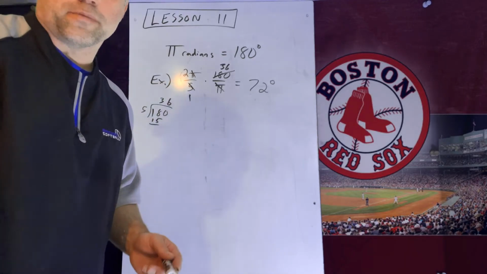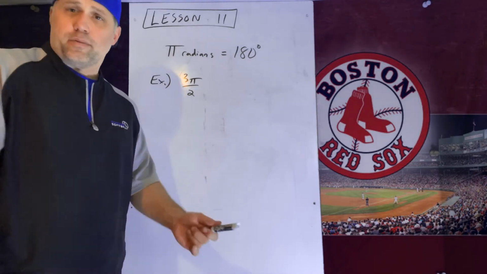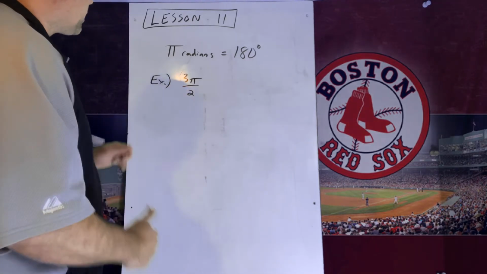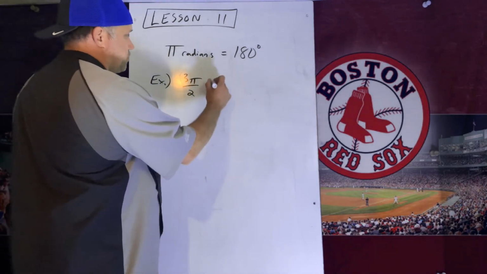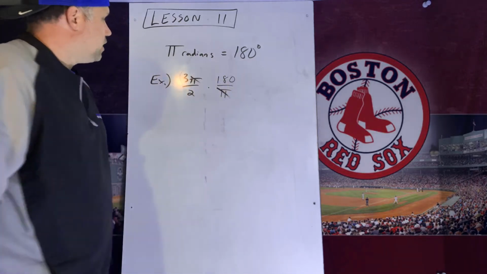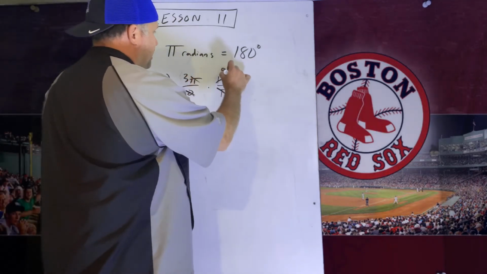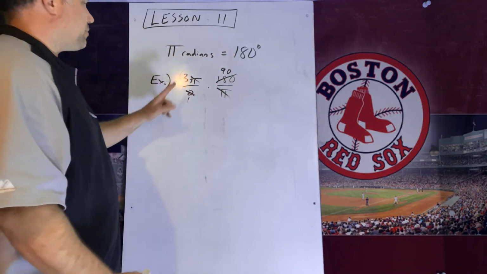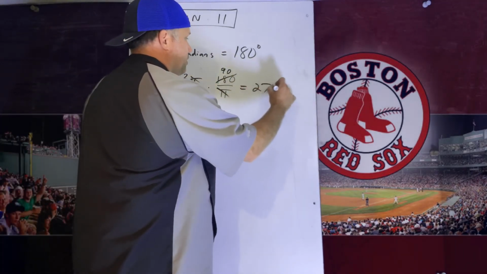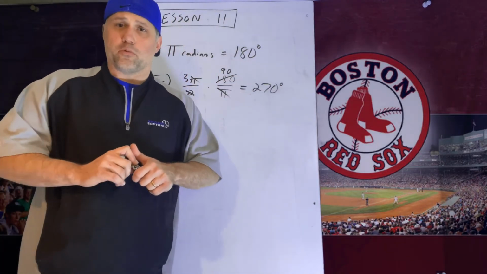All right, let's do one more. All right, last one here, 3 pi over 2. This is going to come out to be an angle that you should be familiar with. 3 pi over 2, I'm going to multiply by 180 over pi. Again, my pi's will cancel. I can do some reducing here. 2 goes into 2 once. It goes into 180 90 times. 90 times 3 is 270 degrees. I told you that'd be an angle that you're familiar with. One of the ones we've been working with.